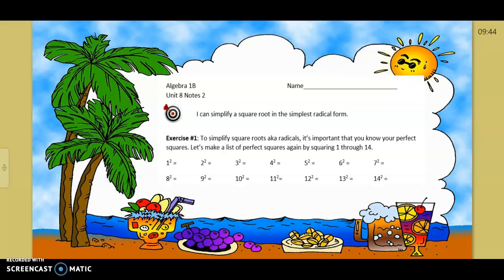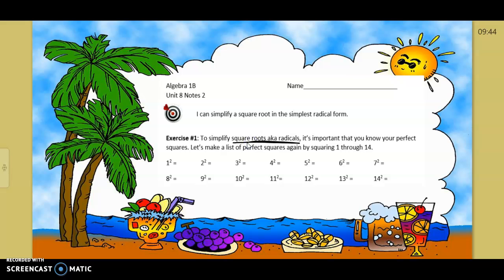So notes number 2 from Unit 8 is all about simplifying a square root into simplest radical form. Very fancy terminology there, but don't be intimidated by the words. As always, vocabulary will be helpful, but if we just know the process, sometimes the process is a lot simpler than just the vocab that you have to use to get there. So let's just talk about square roots, also known as radicals. Okay, so a square root is a radical.